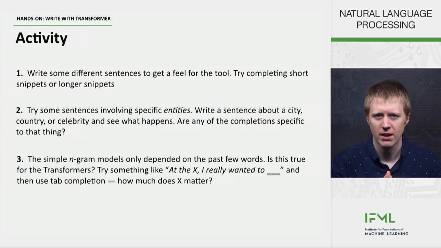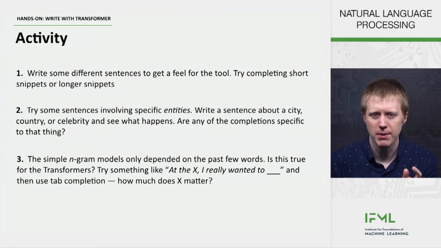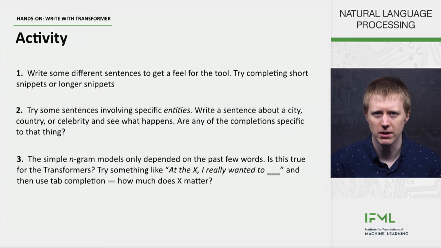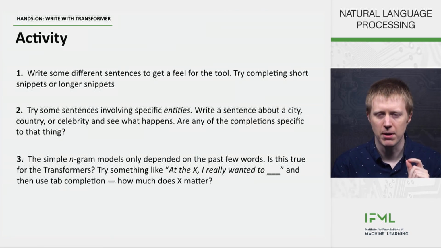See what happens there. And then finally, the biggest difference in these models compared to n-grams is that n-gram models only looked at the previous n-1 words. So in your bigram model, it just looked at one word before. And so you can see how much this might be the case for the transformer model as well. So here's just an example I came up with. At the X, I really wanted to blank. Try some different places, at the ice rink, at the airport, whatever. And see how much that choice of X actually affects things. Now, it wouldn't have affected your 2-gram model or even a 5-gram model at all. But let's see whether it has an impact on what the transformer does.